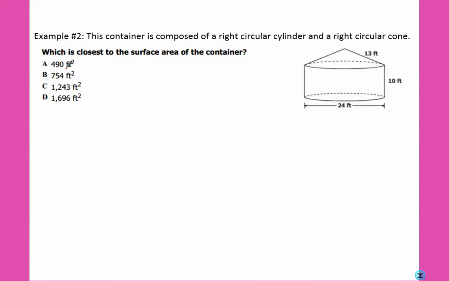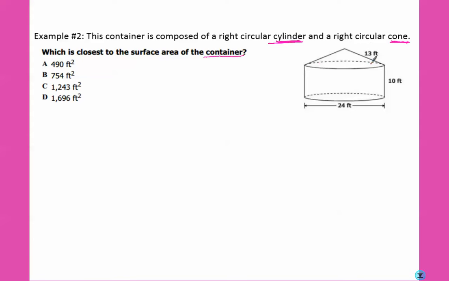Example number 2. This container is composed of a right circular cylinder, so we need a cylinder formula, and a right circular cone. What is closest to the surface area of the container? Now, the surface area of the container is not the same as the surface area of these two shapes, because the bottom of the cone is also the top of the cylinder, and those things aren't on the outside of this container. The surface area just means the outside.